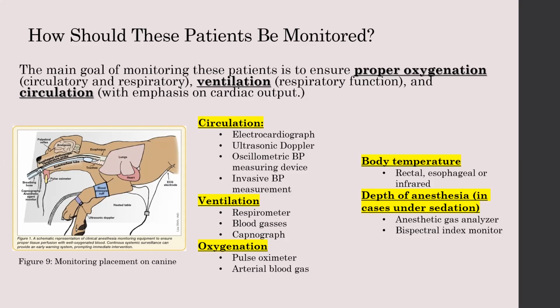We can check their blood gases, and a capnograph also assists with this. For oxygenation, we would check their pulse ox and arterial blood gases. We should also be checking their temperature. You can use rectal, esophageal, or infrared. And in the cases that are under sedation, we should also watch their depth of anesthesia through the anesthetic gas analyzer and bispectral index monitor.